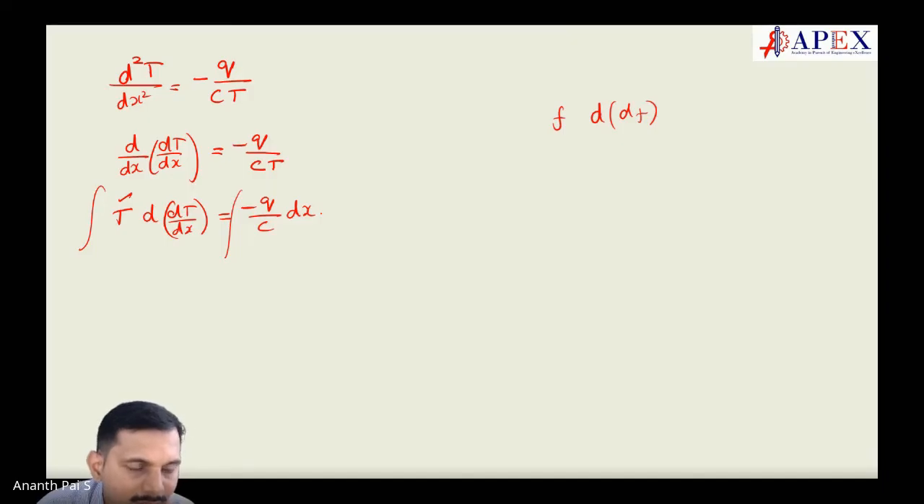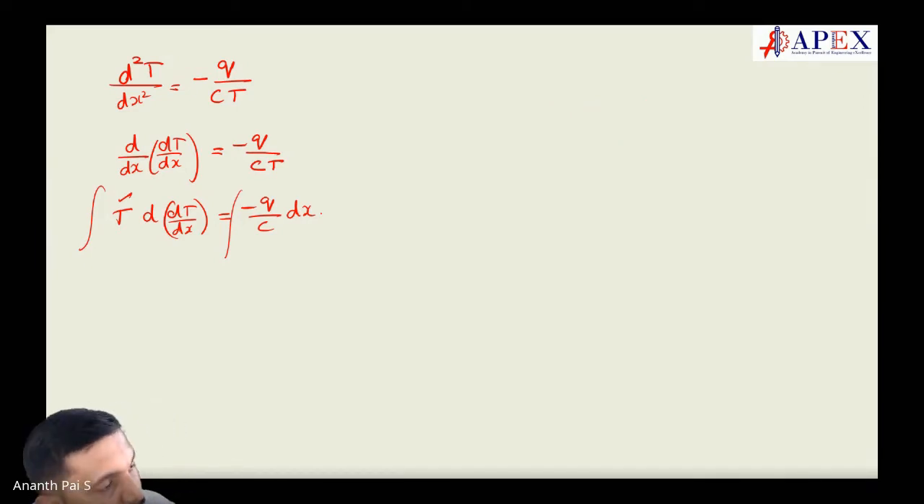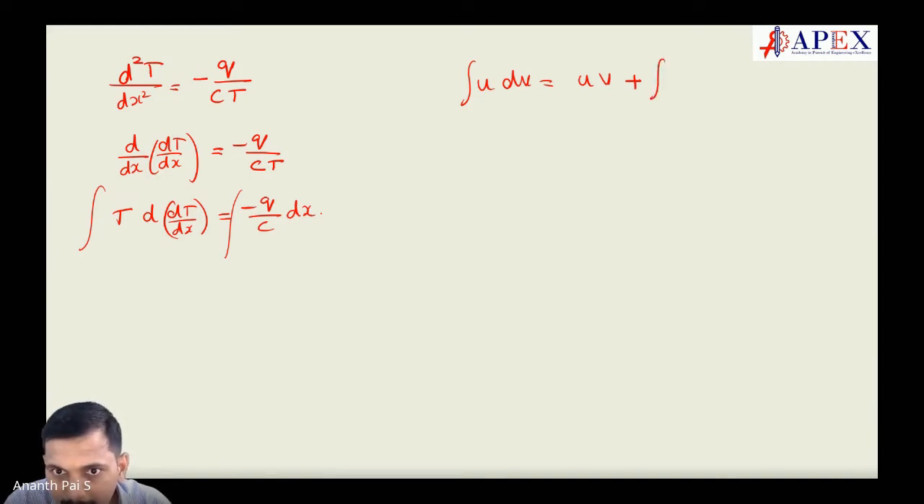But you're integrating with respect to that function, dt by dx. T is not a constant. If t is a constant, then you can do it. If it is not a constant, can we use the UV rule? That is the question. Till here it's proper. I'll tell you: integration of u dv is equal to uv minus integration of v du.